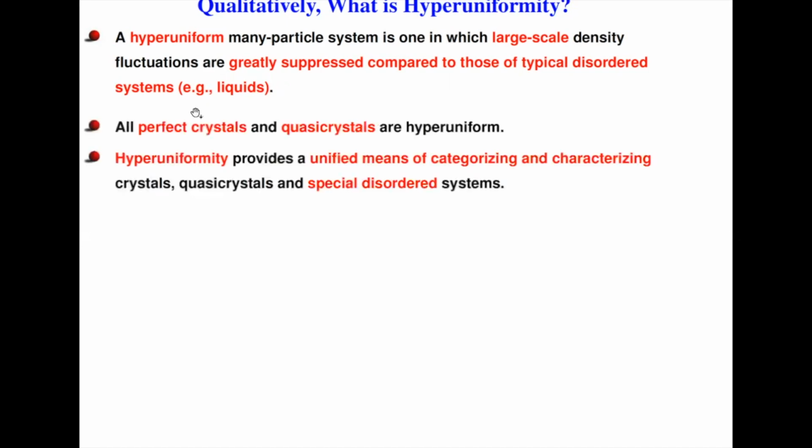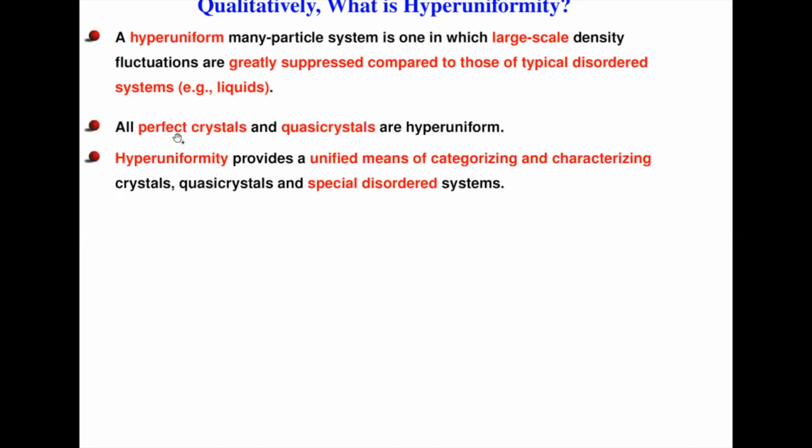Okay. Now, I told you that hyperuniformity is going to be a useful new concept, and so I want to say a few words about that. This is not something that everybody knows about. It's not a household word, so I just want to give you a few slides about what is hyperuniformity. First, qualitatively. A hyperuniform many-particle system is one in which large-scale density fluctuations are greatly suppressed compared to those of typical disordered systems like liquids.